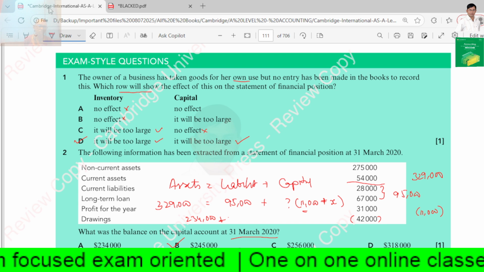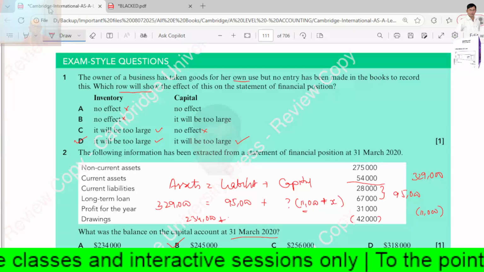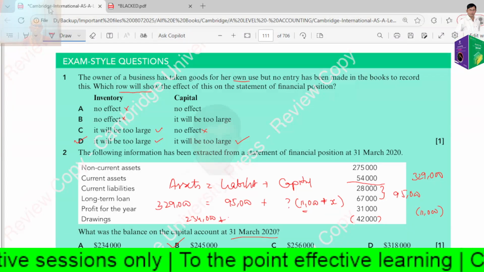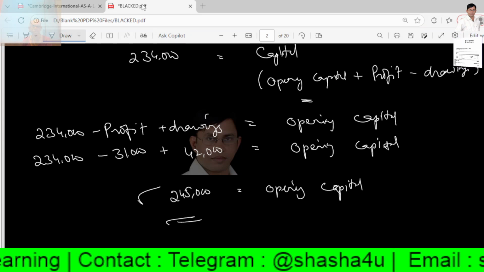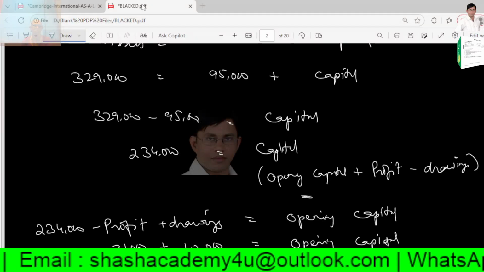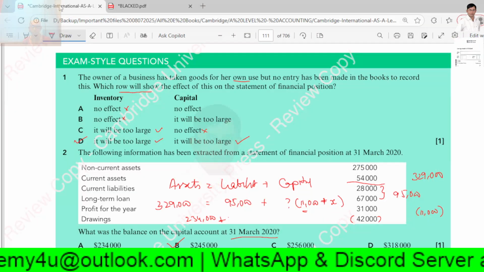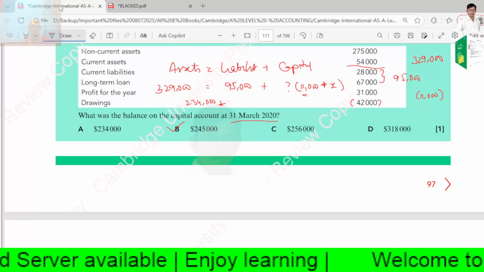So it is simple. If you know basic maths, then it's very simple. Otherwise it's a bit complicated. But by understanding this, by doing it in these particular steps, you can do it easily. Okay, so this is done. Then the next one, let us see what is there in the next question.